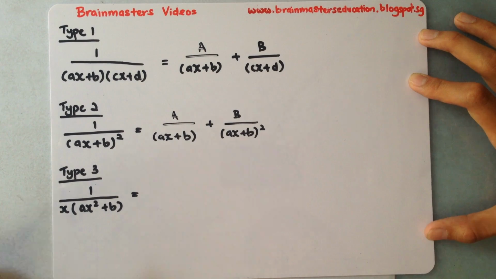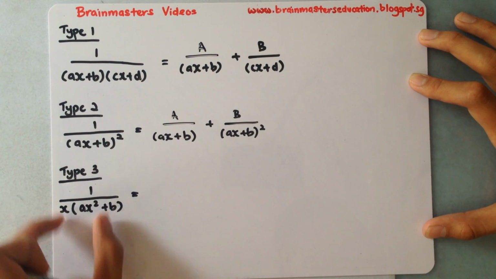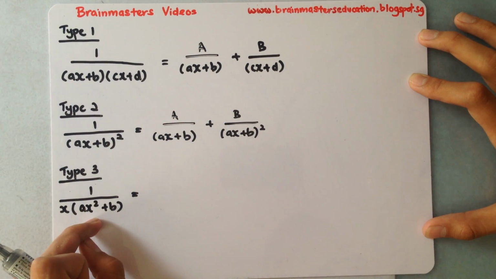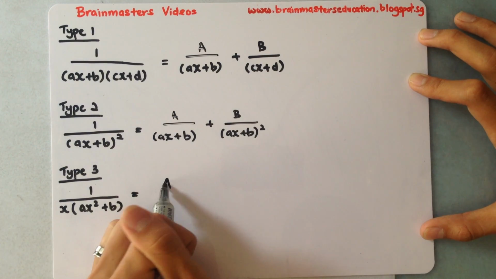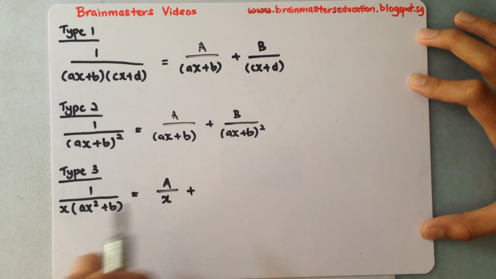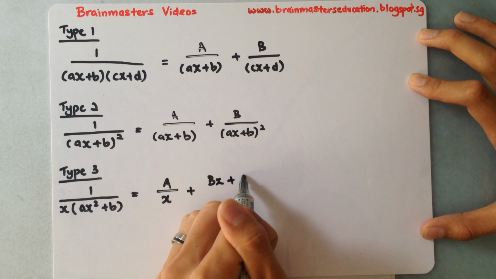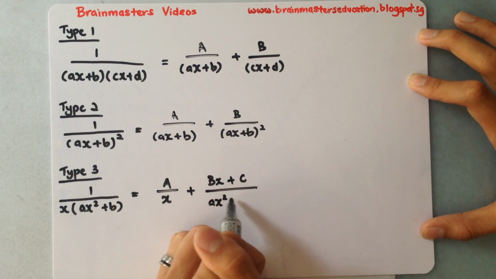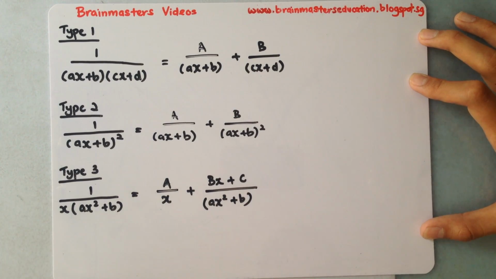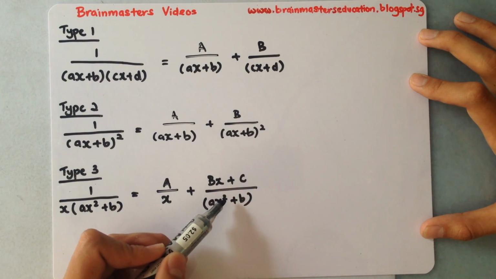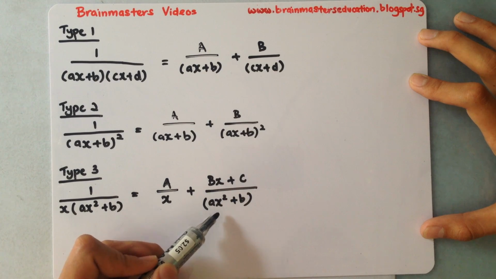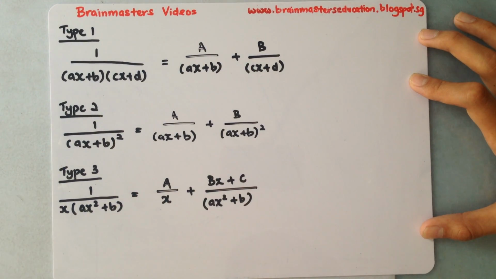Now let's go on to type 3, which is the easier one. It's similar to these two, but due to the x squared inside, you write a different form for the second fraction. The first one is A over x, and the next is plus Bx plus C, the whole thing over ax squared plus b. Take note that whenever you do partial fractions, the numerator power must always be smaller than the denominator power. Here the numerator is x power 1 and the denominator is x squared, so it is still smaller. These are the three types of partial fraction you will see in your questions.